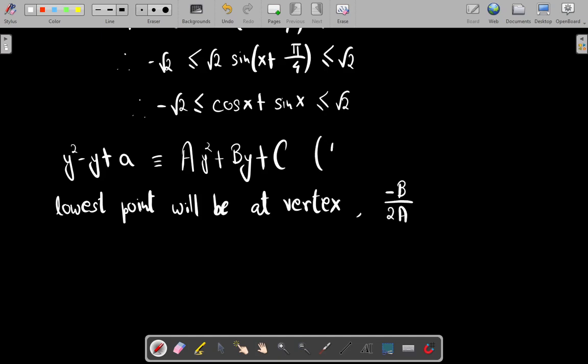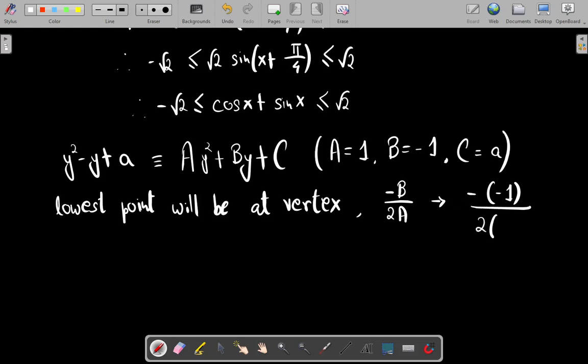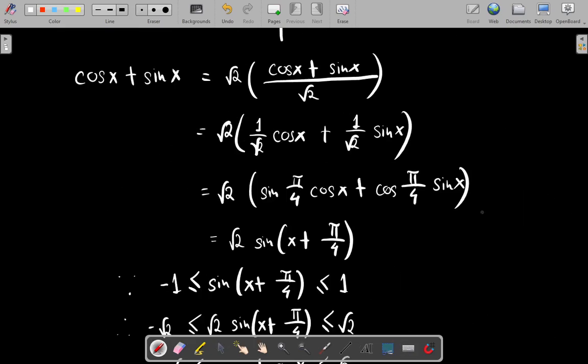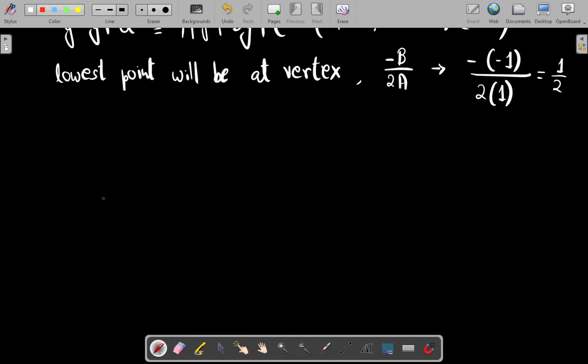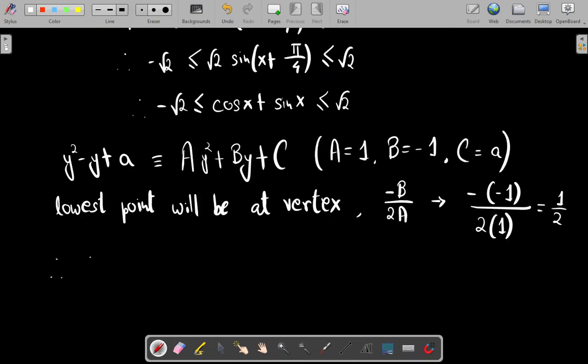Okay, and in our case this capital A is 1, capital B is minus 1, and capital C is small a. Okay, so this now becomes minus of minus 1, since B is minus 1 here, upon 2 times 1. So the vertex of the parabola is at half. Okay, so the y value of the vertex of this curve is half. So let us find the value there. So f of half, that is I am plugging this half in this expression.